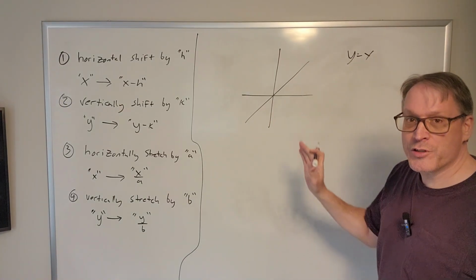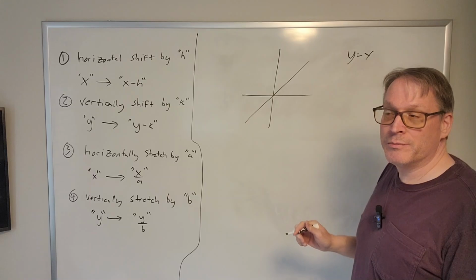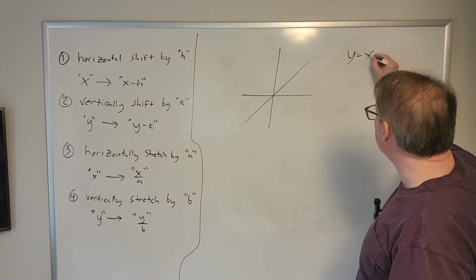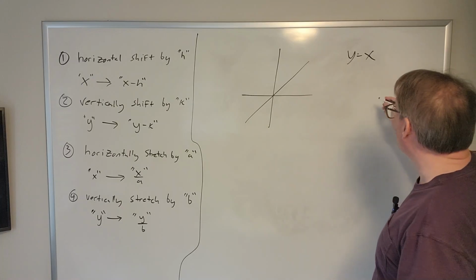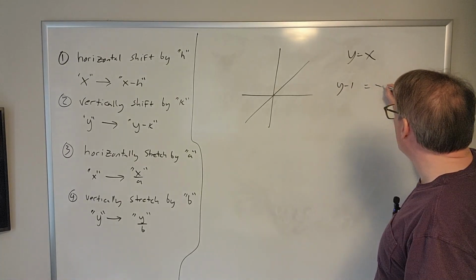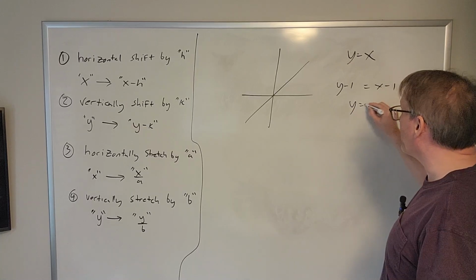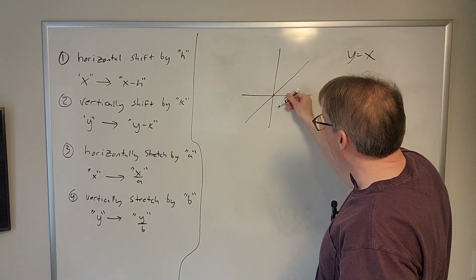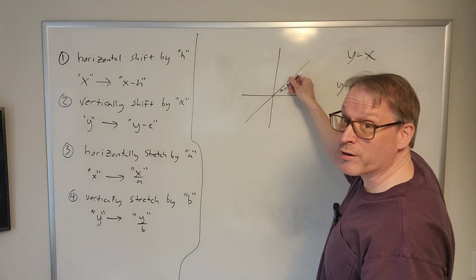What happens if we shift this over by 1 and then up 1? You're right back where you started. Matter of fact, you could see it if we did that. To the right 1 and up 1 means we're going to replace it with y minus 1 equals x minus 1. We're right back to y equals x. Because if you take this whole line right here, shift it over 1 and then up 1, you're right back to where you started. It's the same line.